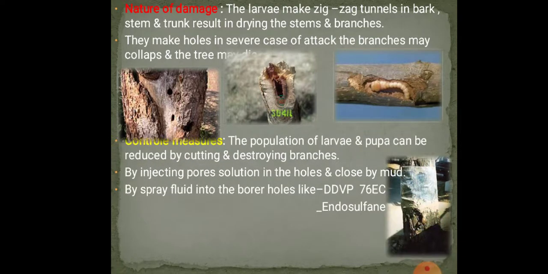Then control measures. The population of larvae and pupae can be reduced by cutting and destroying the branches, by injecting solution into the holes and closing these holes with mud, or by spraying fluid into the borer holes, like DDVP or endosulfan solution.